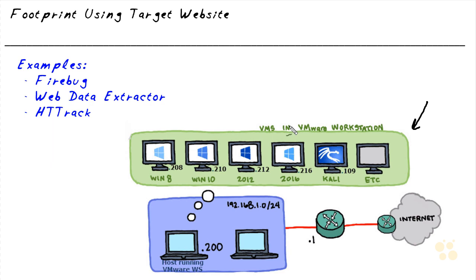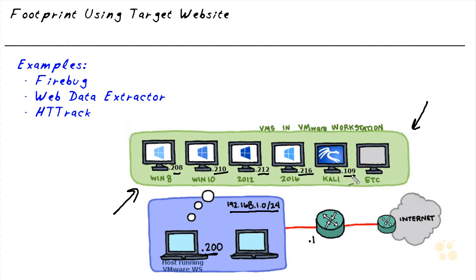This represents the virtual lab environment that I walked you through step by step in setting up in our earlier nuggets. So I've got a host at .200 that's on the 192.168.1 network. And this host .200 is running VMware Workstation, and all these devices here in green are virtual machines that we have set up in our lab. So I've got Windows 8 at .208, Windows 10 at .210, Server 2012 at .212, and Server 2016 at .216, and the Kali Linux box at .109.